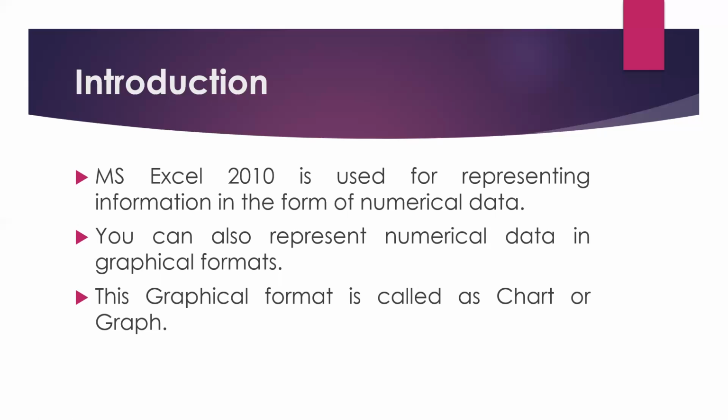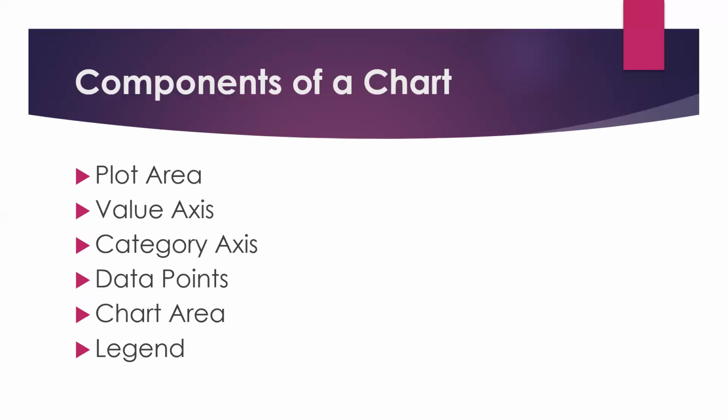That graphical format is called as for what? Chart or graph. The graphical representation is called as for what? Chart or graph. Next, let us see components of a chart. Components means for what? Parts of a chart. There are 6 types of parts. What are they? Plot area, value axis, category axis, data points, chart area, and the legend.